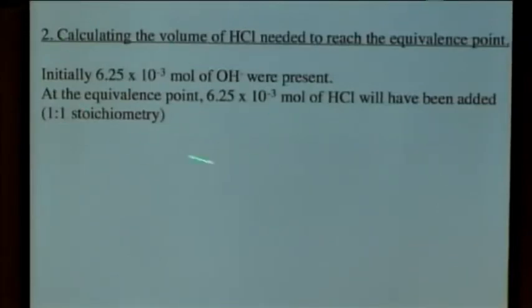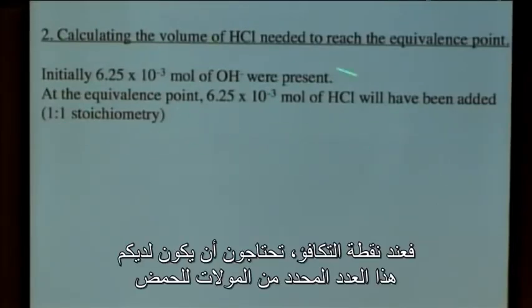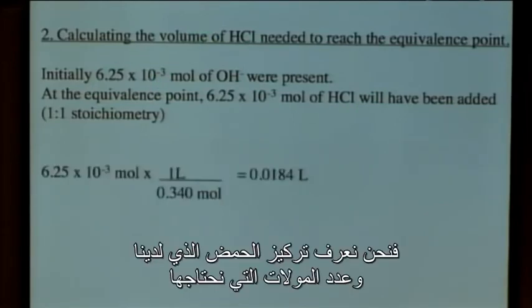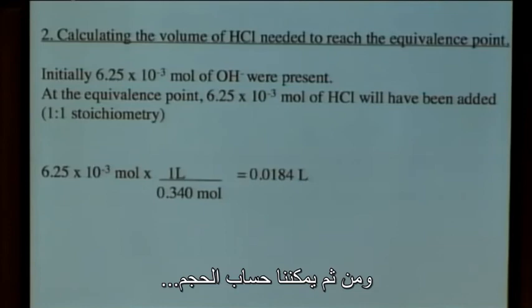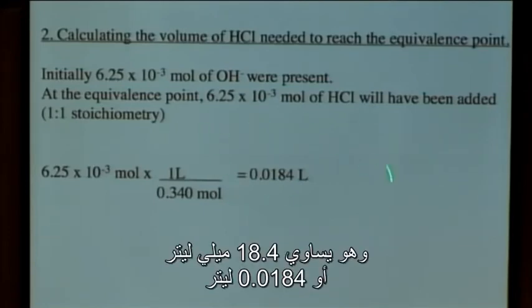So at the equivalence point, you need to have that exact same number of moles of acid. We know the concentration of the acid we have and the number of moles we need, and so we can calculate the volume, which is 18.4 milliliters or 0.0184 liters.